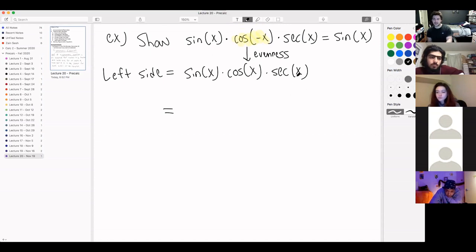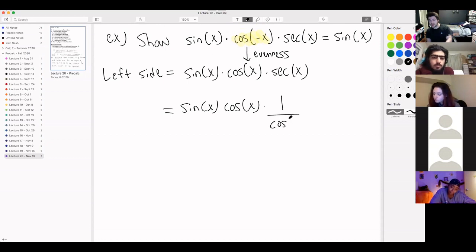Now you want to just unpack your definitions. Sine and cosine can't be changed, but secant can be changed. So what's the definition of secant? Inverse of cos. Yes, exactly. It's the multiplicative inverse of cosine. So it's 1 over cosine.